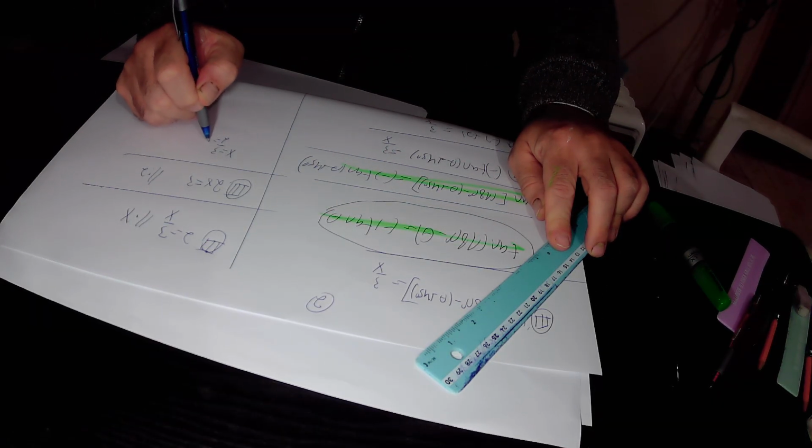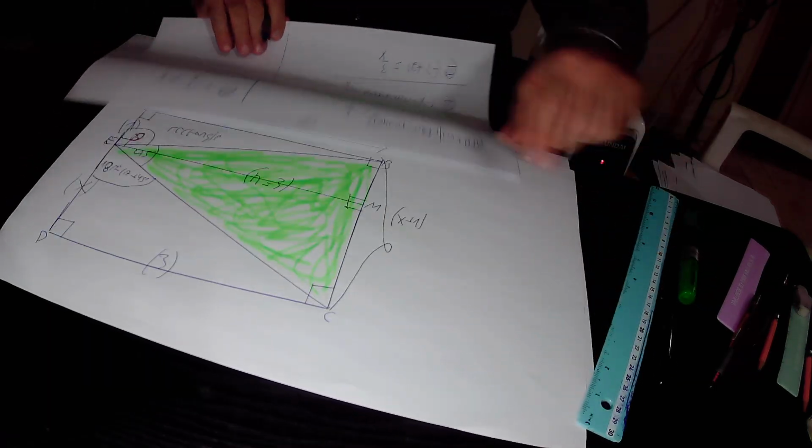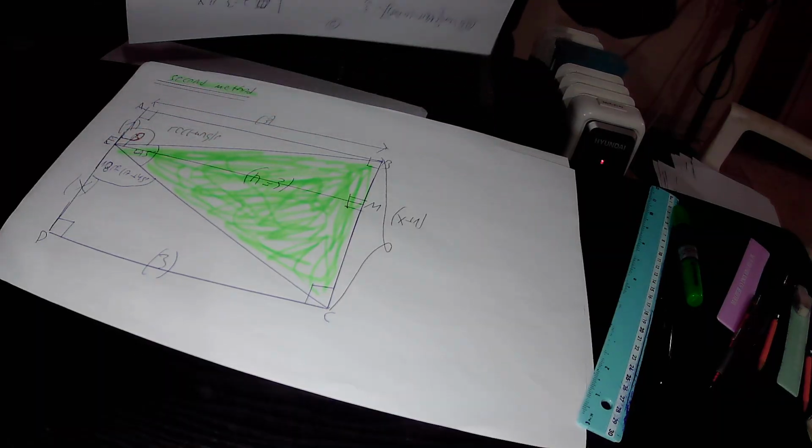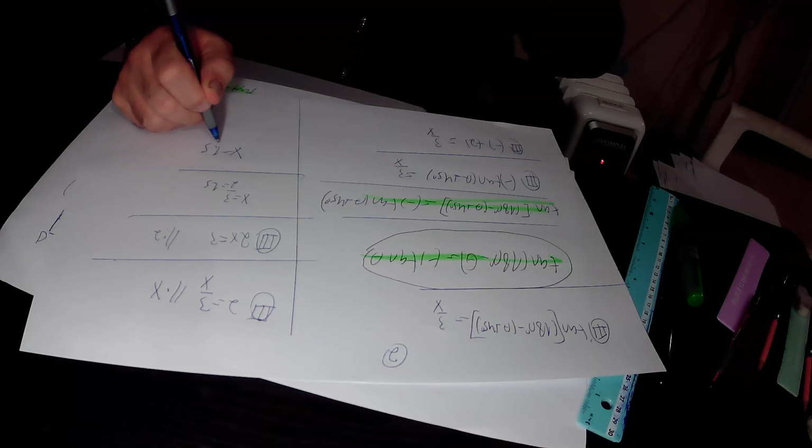3 halves is 1.5. So in total we find that x, which is the length of this line segment ED, is equal to 1.5 units in its length. x equals 1.5 units.